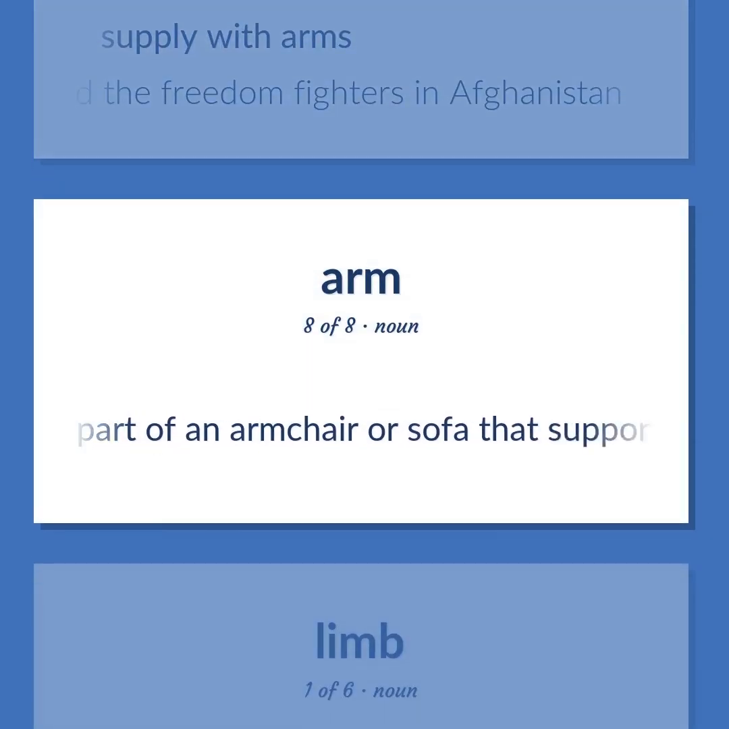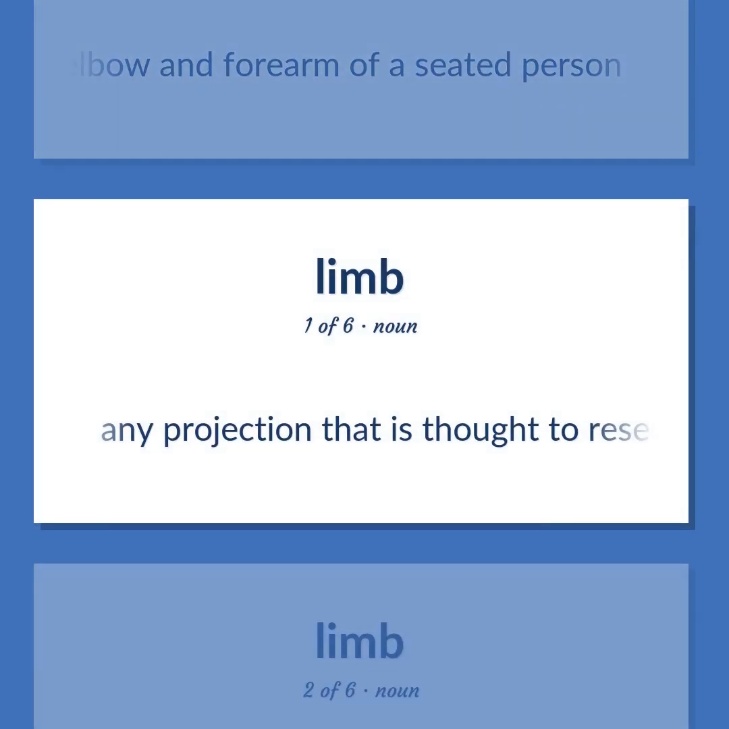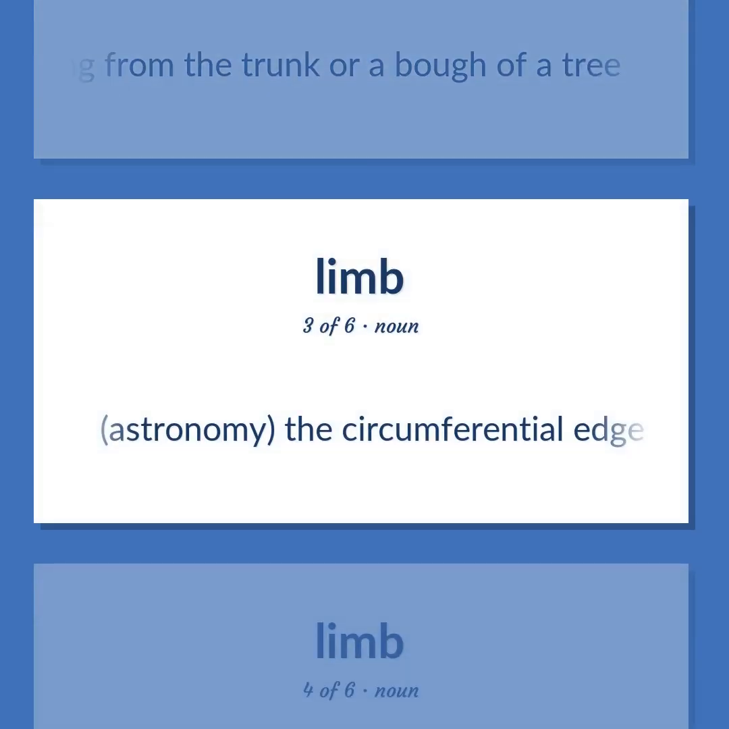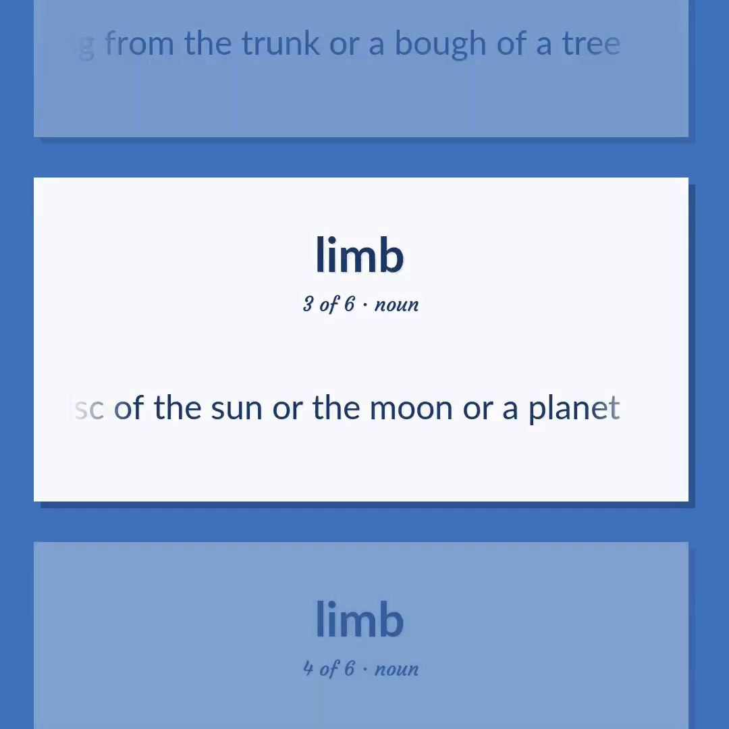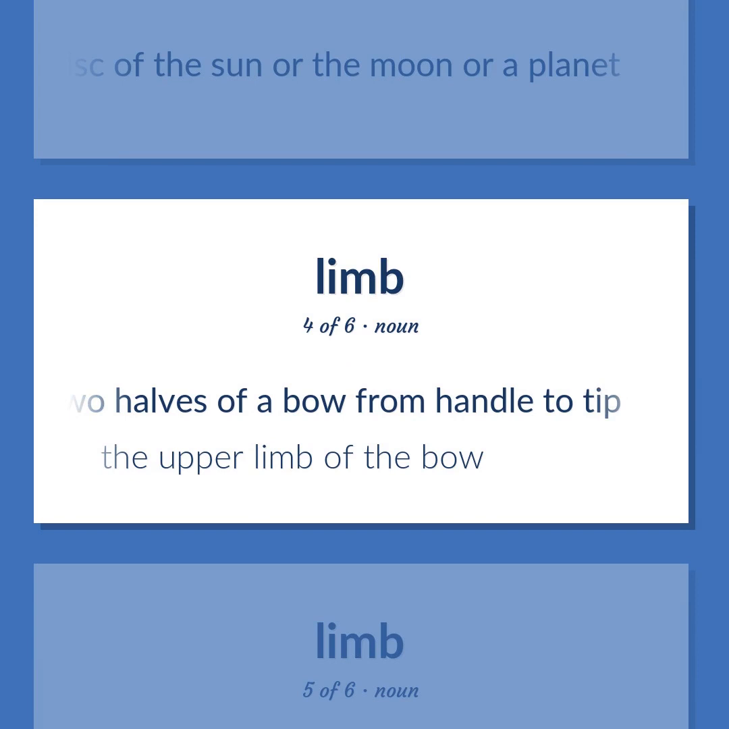The part of an armchair or sofa that supports the elbow and forearm of a seated person. Any projection that is thought to resemble a human arm. Any of the main branches arising from the trunk or a bough of a tree. Astronomy. The circumferential edge of the apparent disk of the sun or the moon or a planet. Either of the two halves of a bow from handle to tip. The upper limb of the bow.